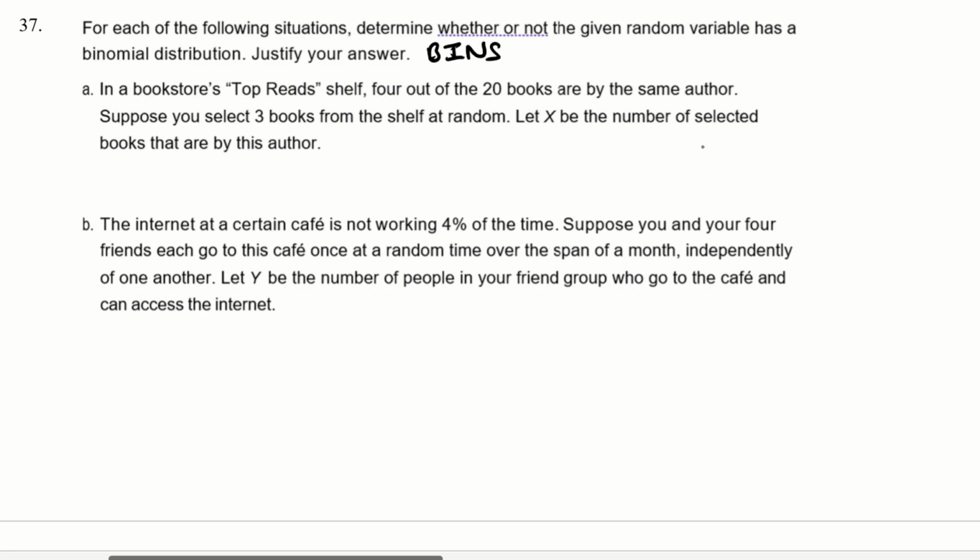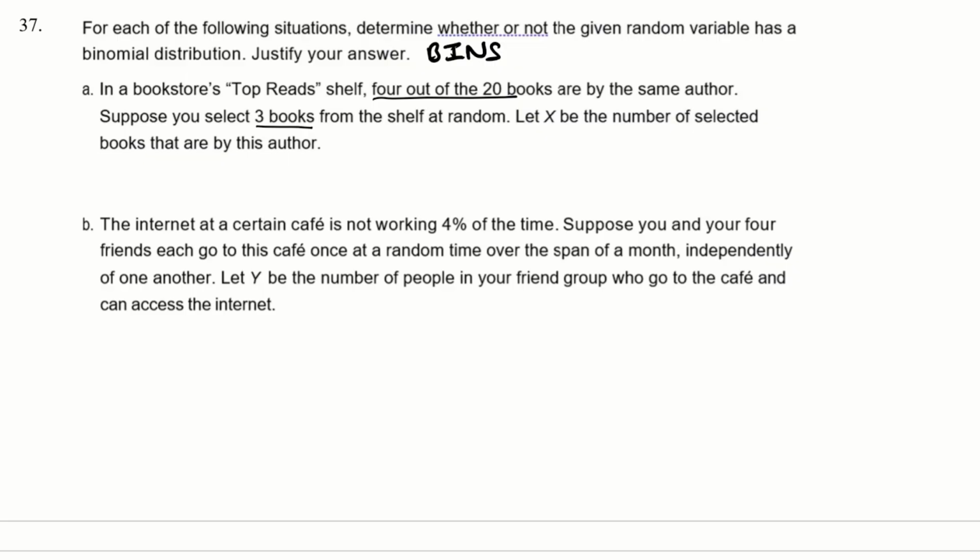So in a bookstore's top read shelf, 4 out of the 20 books are by the same author. Suppose you select 3 books from the bookshelf at random. Let X be the number of selected books that are by this author. So we just got to keep in mind that since we're selecting the 3 books from the shelf at random, and we're not putting them back, it's selecting without replacement. So you want to be aware of that.